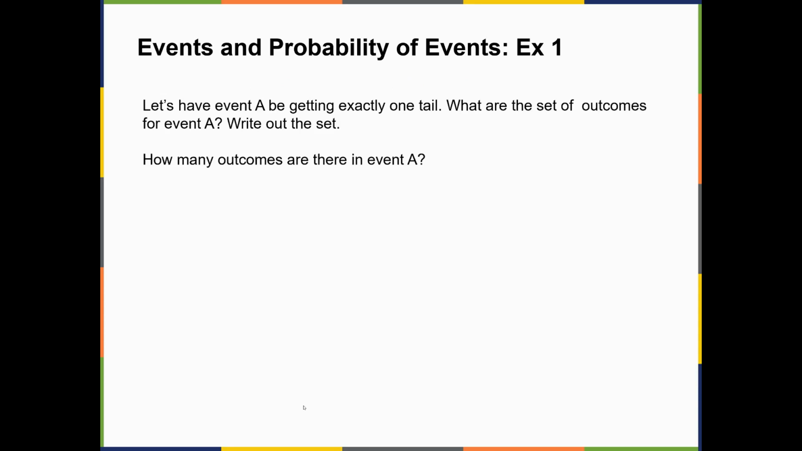Let's have event A be the event that you get exactly 1 tail. What are the set of outcomes for event A? Let's write it out. After you've written it out, you'll know how many outcomes there are in event A. Event A will be heads, tails, or tails, heads. That's the only way you could get exactly 1 tail. And there are 2 outcomes in event A.